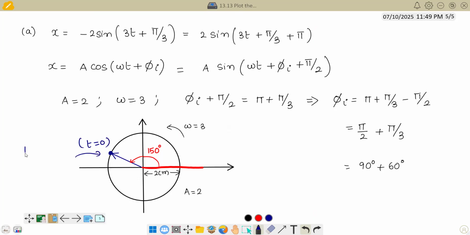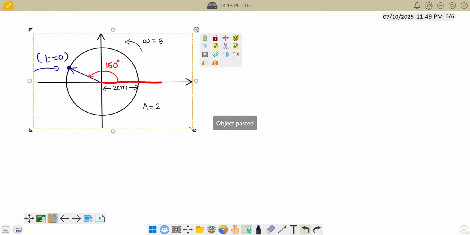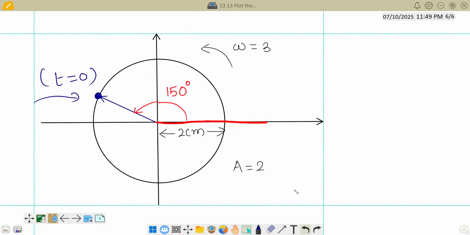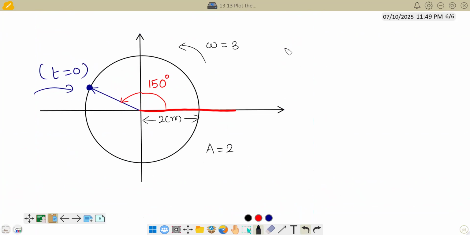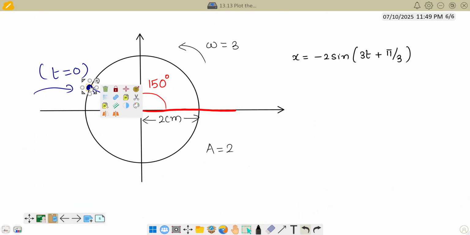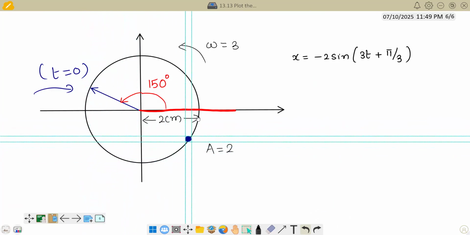This represents the position of the particle. I will show it in the next page with an expanded image. So when somebody says the equation is x equals minus 2 sine (3t plus pi by 3), this is where the particle is, and from here onwards, the particle would travel continuously in anti-clockwise direction.